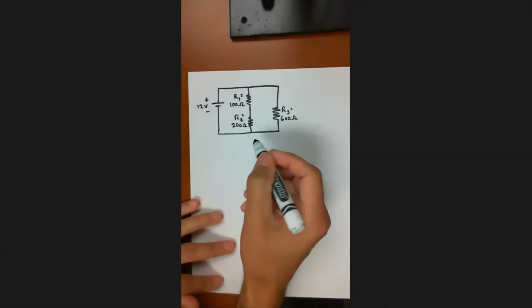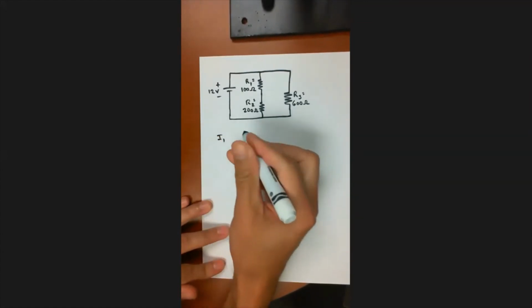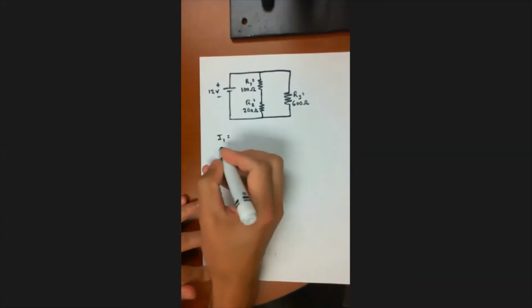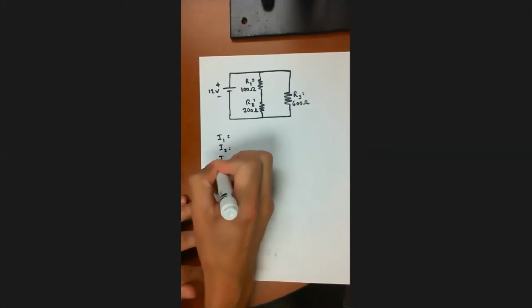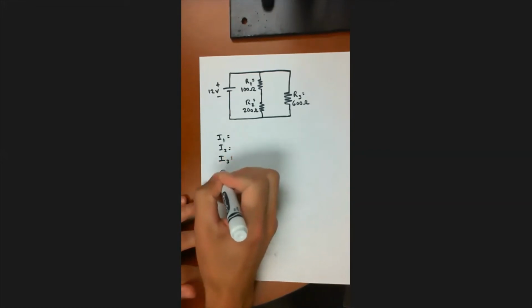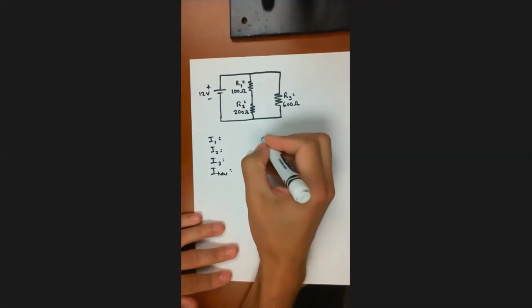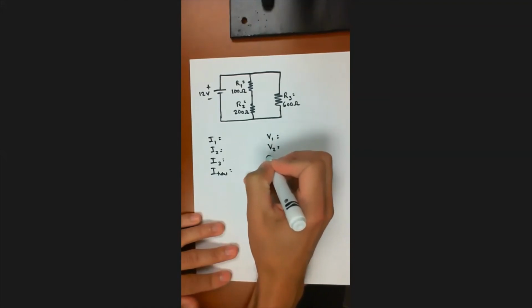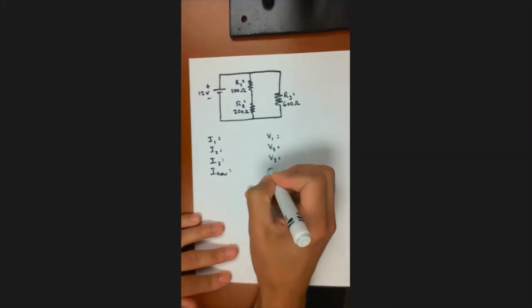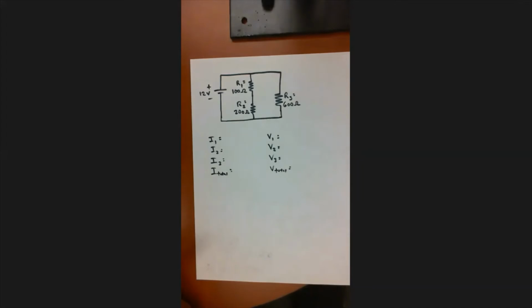All right, so here's our circuit, and I want to calculate I1 and I2 and I3 and I total, which would be the total current coming from the voltage source. And I want to know V1 and V2 and V3 and V total. All right, that'll work.